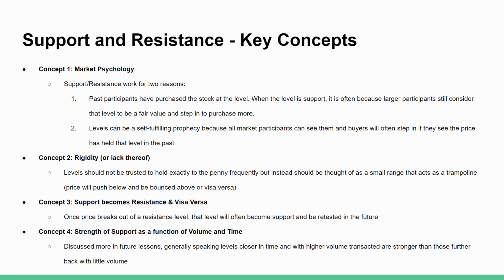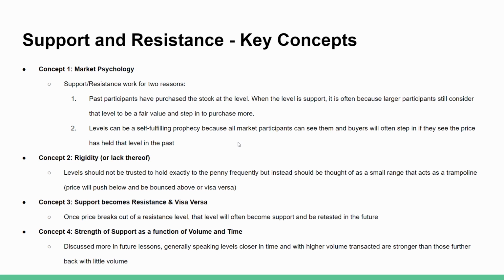And these support and resistance levels become support and resistance, and they work for really 2 main reasons, right? The first is that past participants have purchased the stock at this level, right? That's important to remember. When the level becomes support, it is often because larger participants still consider that level to be fair value and will step in to purchase more, or because new participants see that level and decide that it's a fair area to enter a trade for the first time. The second thing, which I talked about on the previous slide, is that these levels can be self-fulfilling prophecies. Because each of the market participants can see them and everybody can draw these lines on their chart, a ton of different people will step in and make trades at that level.